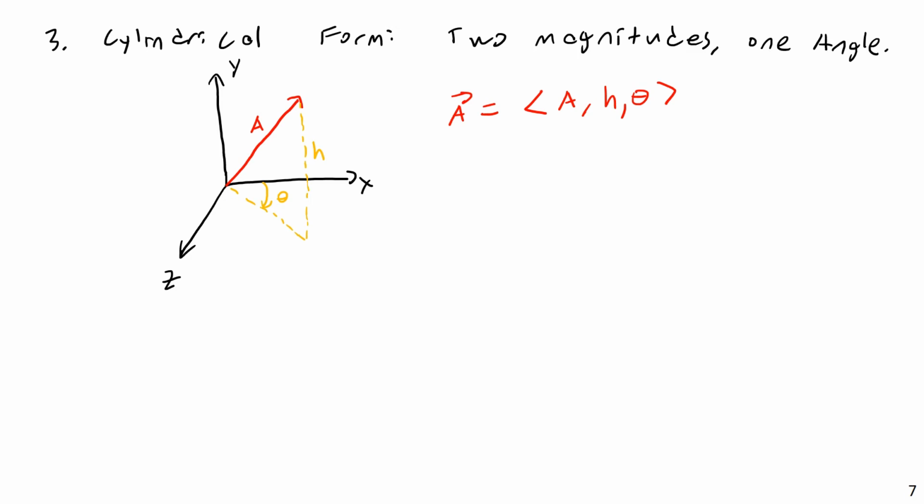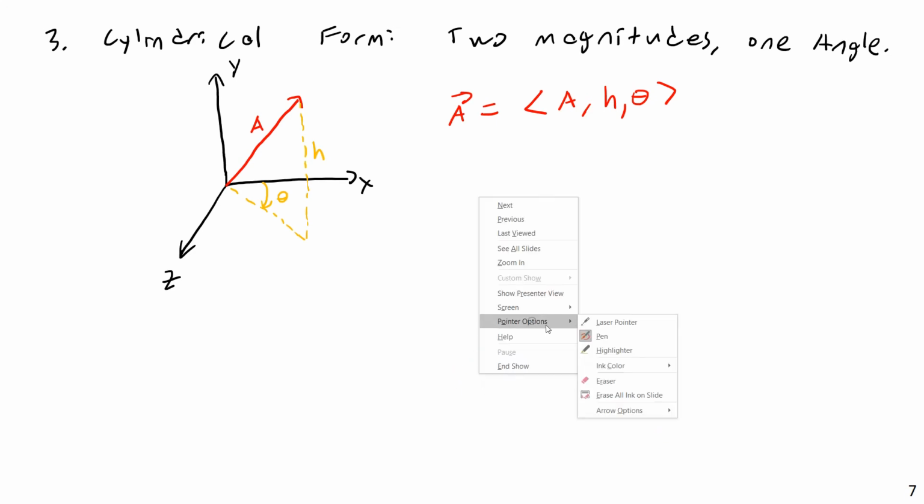If you're representing things this way, we refer to this as cylindrical form or cylindrical coordinates. So basically you have an angle that tells you what angle you are along the plane, and then you have a height and a hypotenuse to tell you everything else you need to know about the vector.